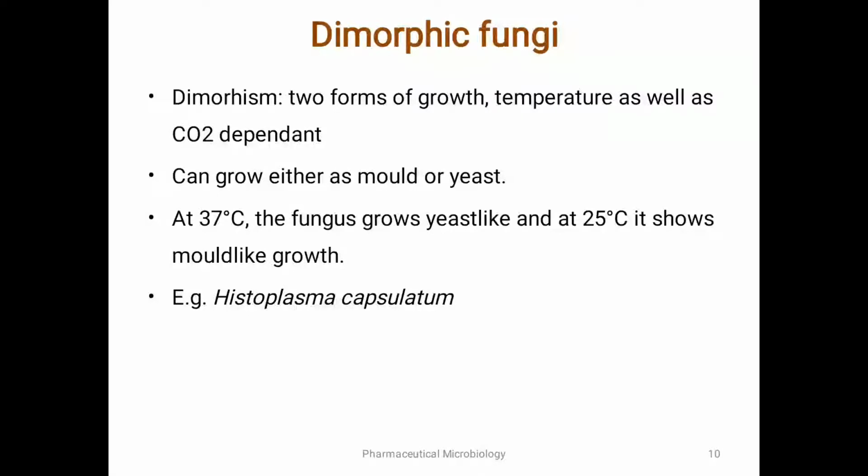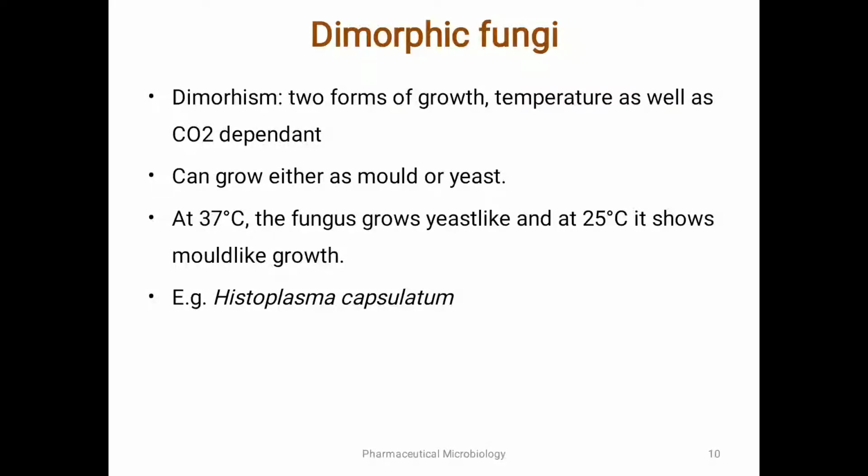The fourth class of fungi is dimorphic fungi. Dimorphism means exhibiting two forms of growth, which may be temperature as well as CO2 dependent. These fungi are generally pathogenic, which cause diseases. They can grow either as mold or yeast. The mold-like forms produce vegetative and aerial mycelium. The yeast-like forms reproduce by budding. At 37 degrees Celsius, the fungus grows yeast-like, and at 25 degrees Celsius, it shows mold-like growth. For example, Histoplasma capsulatum.